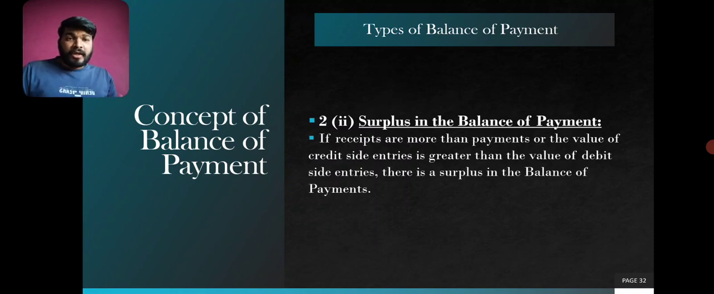Here it is the opposite. Your receipt side is more than the payment side, or we can say the value of your credit side is greater than your debit side. Then it is called what? We find there is a surplus in balance of payment. There is a surplus in balance of payment.